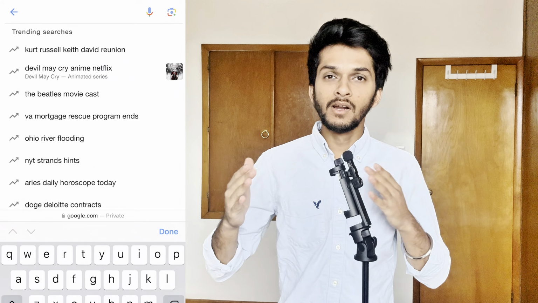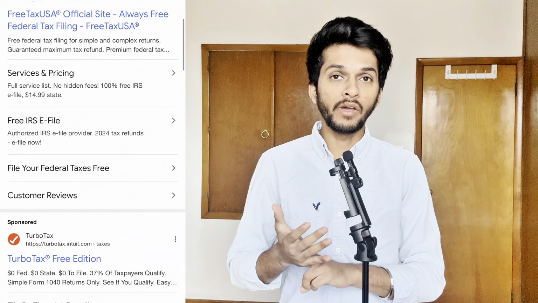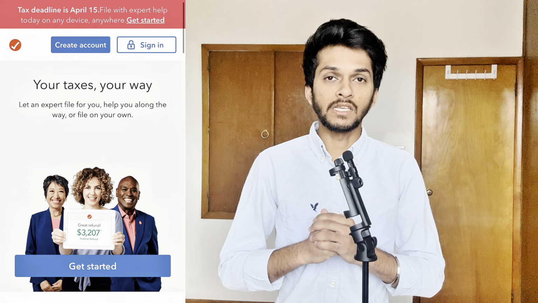So TurboTax is one of the most famous tax filing agents in the US. Whenever you try to search US tax filing, it will be in the top 3 or top 5 agents that you can use for your tax filing. Unfortunately, TurboTax only supports tax filing for residents and citizens.